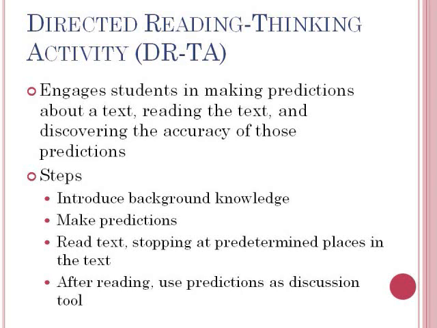First, introduce background knowledge. Second, make predictions. The teacher can ask questions that invite predictions such as, what do you expect the main idea of the article will be? From the title, do you anticipate that the author will be for or against? Will this story have a happy or tragic ending? After students have made several predictions, read a selection of the text, stopping at predetermined places in the text. Ask students to check and revise their predictions. This step is crucial to the DRTA strategy.